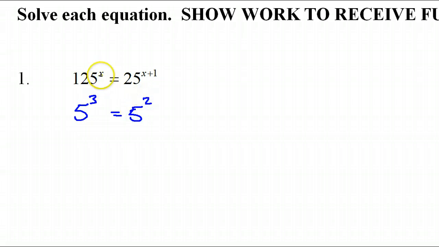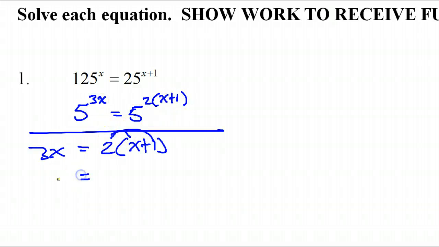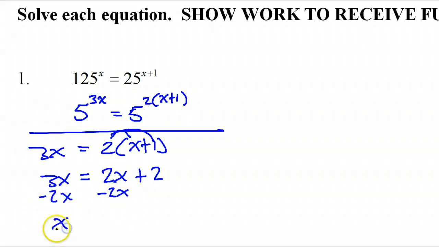Now, this x, that's an exponent, so it's going to go up here with the exponent. Same with x plus 1, but you should put it in parentheses. That means 3x is going to equal 2 times x plus 1. If the bases are the same, the exponents are the same. Of course, you have to distribute, so we will have 3x equals 2x plus 2. Subtract 2x from both sides, and that's just going to give you x equals 2.